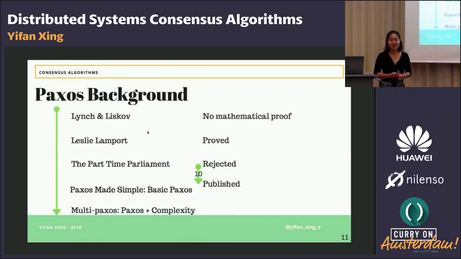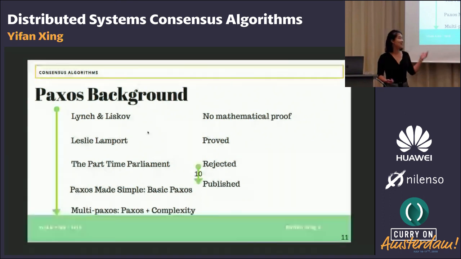Paxos, compared to other consensus algorithms, has a rather colorful background. It was first designed by Lynch and Liskov. They designed and implemented this algorithm. However, they couldn't provide a mathematical proof of why this algorithm works. So Leslie Lamport then discovered this paper and looked at it and was like, all right, I'm going to write something that will definitely prove this wrong. But then he accidentally proved it right.